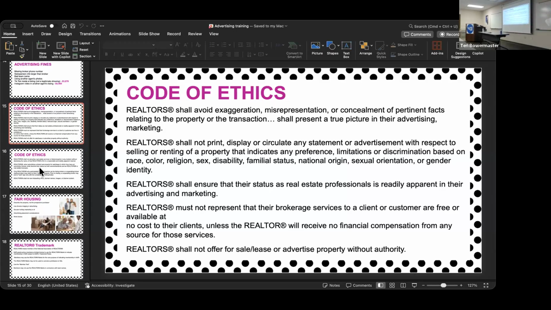So our code of ethics has a whole mismatch of things. So we'll just touch on them, and I'll point out anything I see as an issue. We should avoid exaggeration, misrepresentation, or concealment of pertinent facts. This comes in two different ways. Obviously, we've got our disclosure law, which is not today's topic. Advertising, though, means presenting a true picture. So be careful with our virtual staging, right?